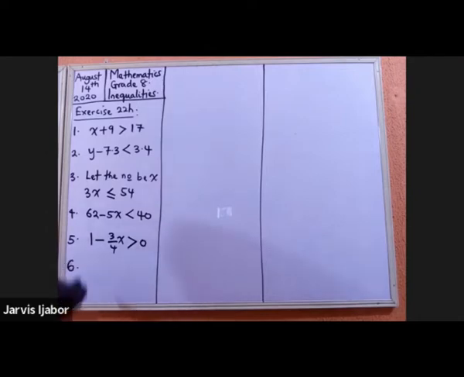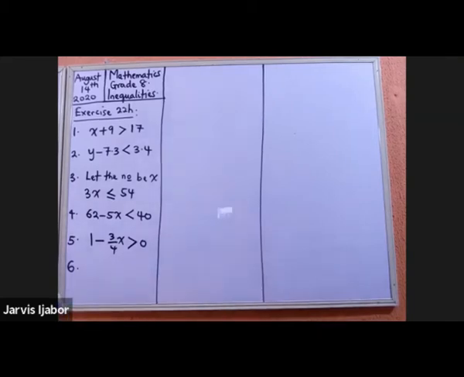Number 6. A man gets a weekly wage of x naira. His rent per week is what? 8,000 naira. After paying his rent, he is left with less than 20,000 naira. All right, so a man gets a weekly wage of x naira. His rent is 8,000 naira. And after paying his rent, he's left with less than 20,000. So that's that.